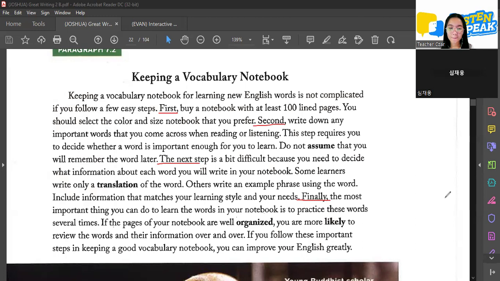Pages of notebook. Wait, teacher, I have to take some medicine. Okay, take your time.